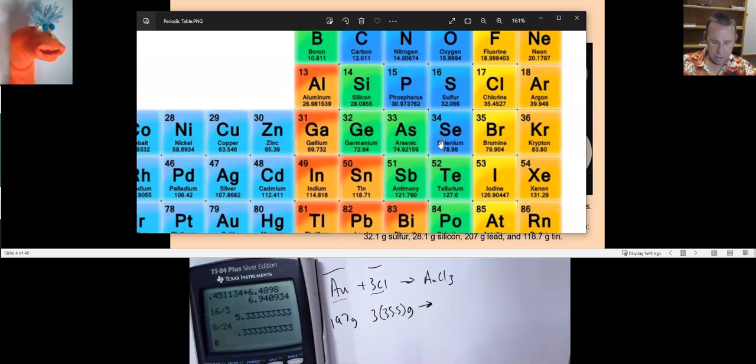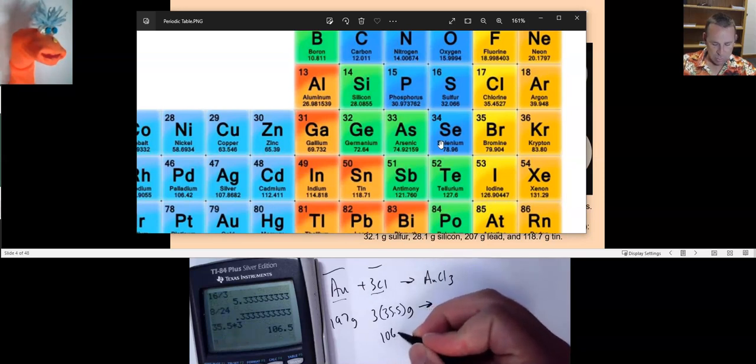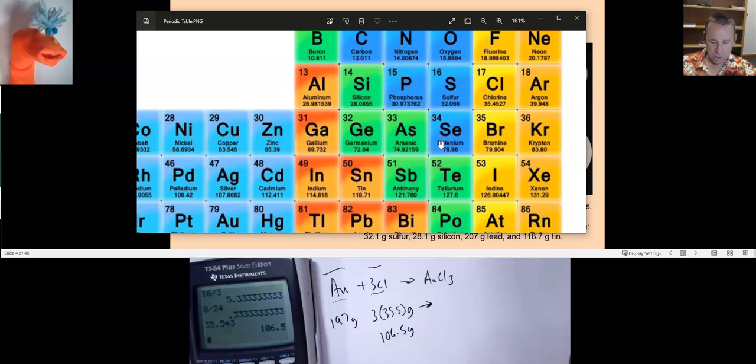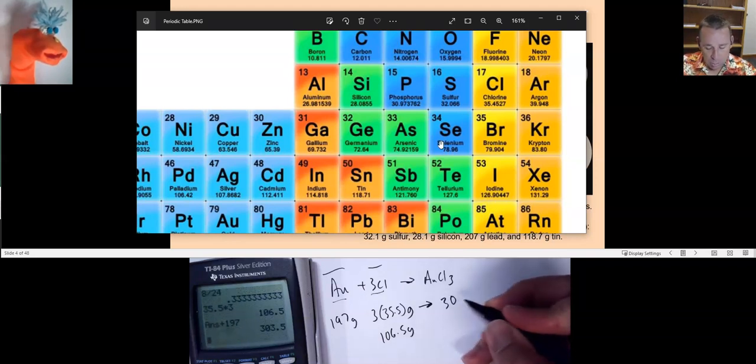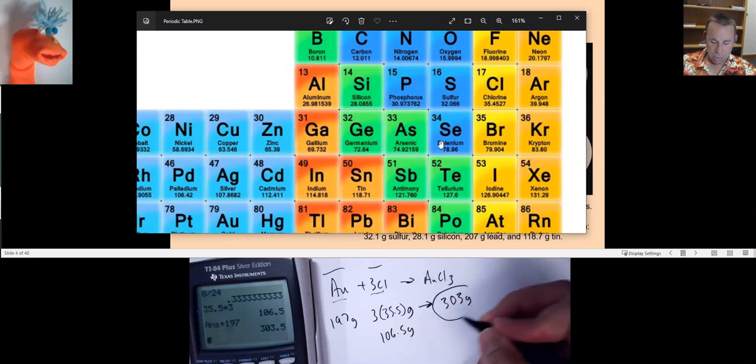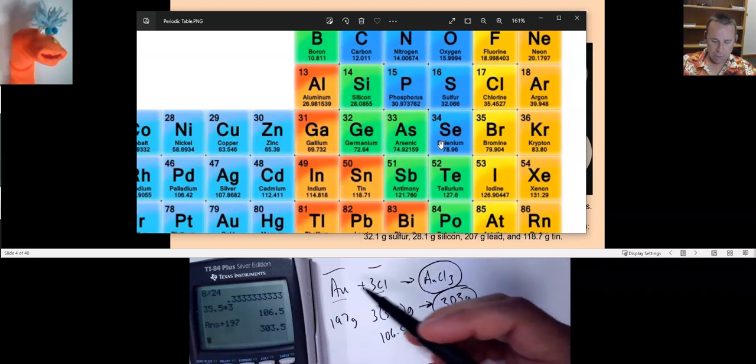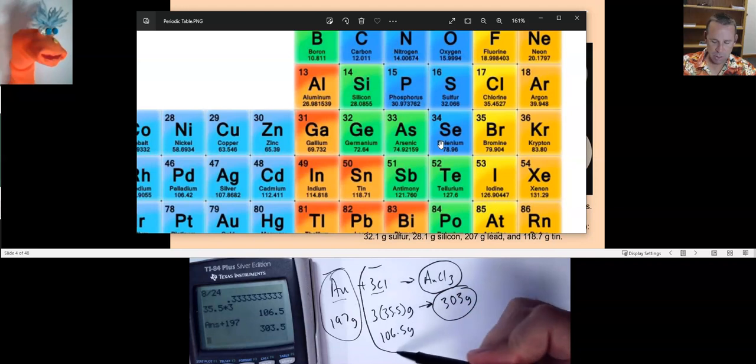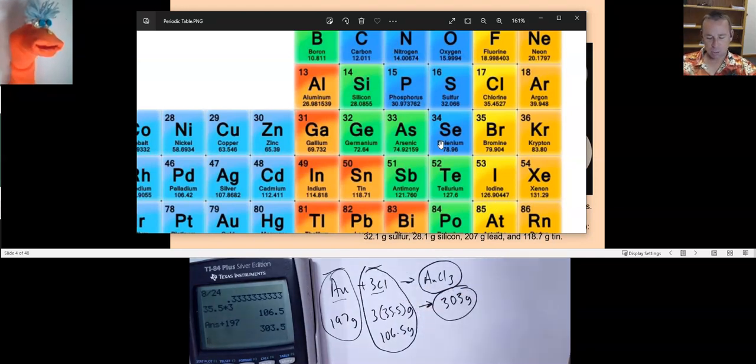So let's do this math here, 35.5 times 3. All right, so this is 106.5 grams. We only need 3 significant digits, so it'll be really 107, but we'll just hold on to that for a little bit. And then the resulting mass between these, plus the 197, would be about 300 grams, maybe 303 grams of gold 3 chloride after these 197 grams of gold and 106.5 grams of chloride would react. Okay?